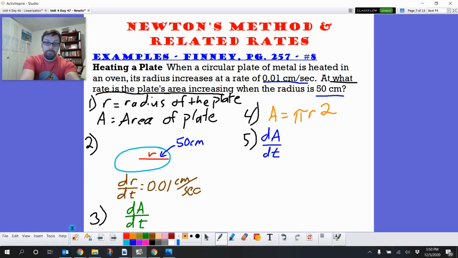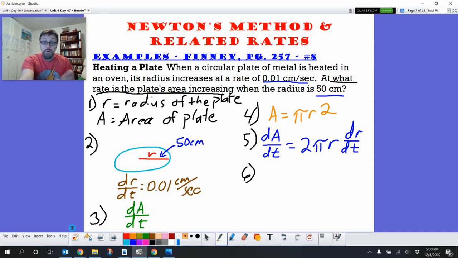Okay, let's do the other side. Let's see if I can take this derivative appropriately. I want to bring the 2 down, so I get 2 pi r. And remember, I'm taking the derivative with respect to t, not with respect to r. So I also need to take the derivative of r, implying a sort of chain rule. So I get a dr over dt, which is good. I know that. It's 0.01 centimeters per second. Great, because now we're ready for step 6.